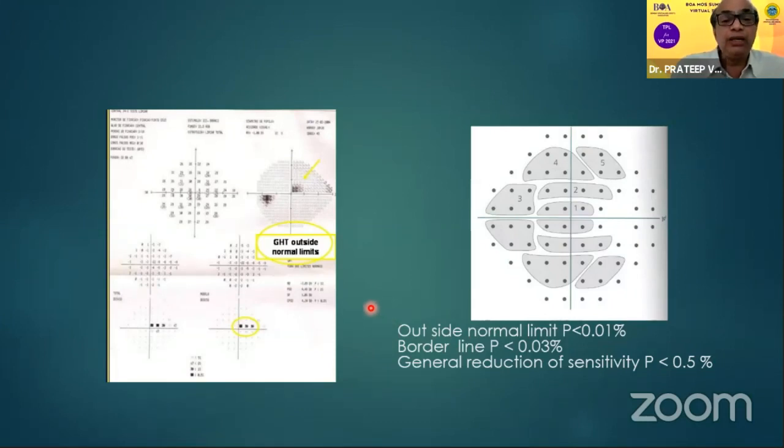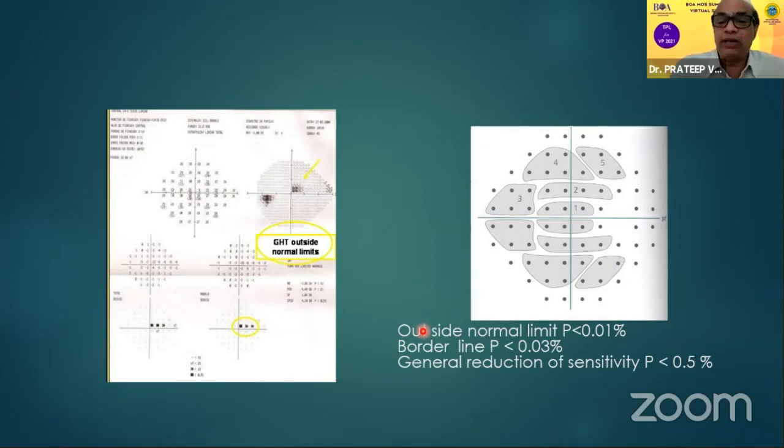So the ready to eat is here, the glaucoma hemifield test, which compares a few points on the superior meridian with the inferior meridian, the mirror images. And based on that, it says whether the field is normal, or outside the normal limits, or borderline, and whether there is a generalized reduction in sensitivity.